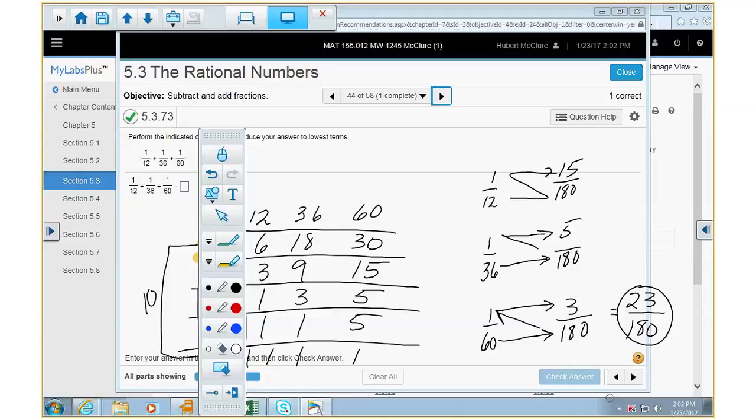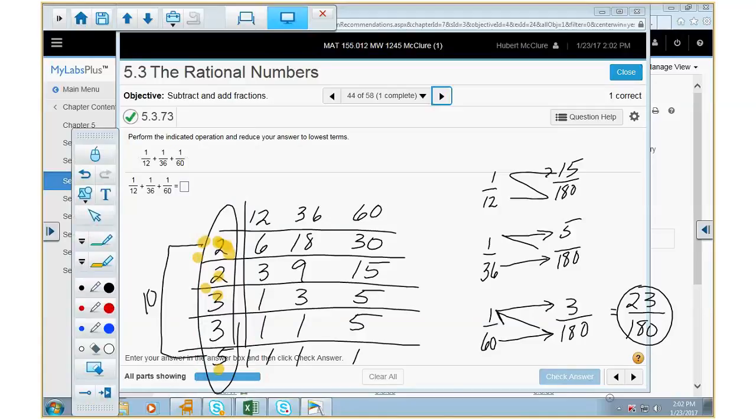Yes, ma'am. You got a question? Okay, that's a 2. 2 will go into 12 6 times, into 36 18 times, into 60 30 times. 2 will go into 6 3 times, into 18 9 times, into 30 15 times. 3 will go into 3 1 time, into 9 3 times, into 15 5 times. 3 will not go into 1, so you bring it down. 3 will go into 3 1 time. 3 will not go into 5, so you bring it down. 5 will go into 5 there, you're done. If it's not divisible, you bring it down.